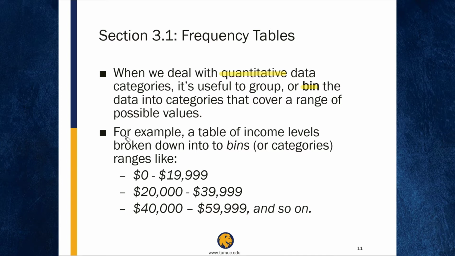And so, for example, a table of income levels could be broken down into bins or categories with ranges like $0 to $19,999, $20,000 to $39,999, $40,000 to $59,999, and so on. So we're making a range of values so that we can count up the number of, in this case, income levels that fall within these different ranges.